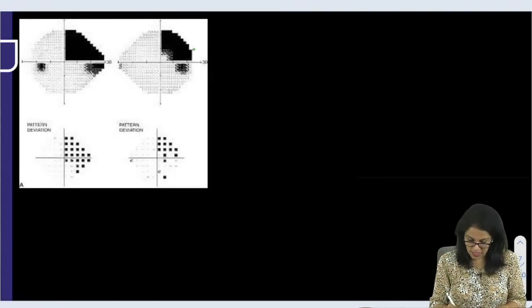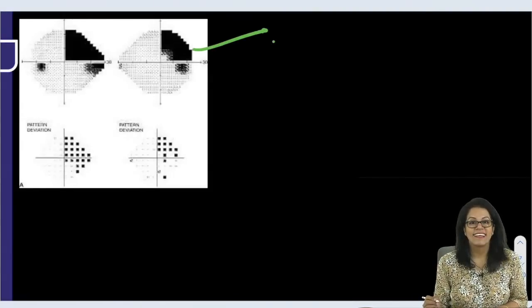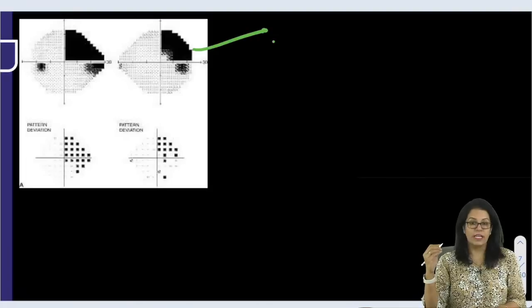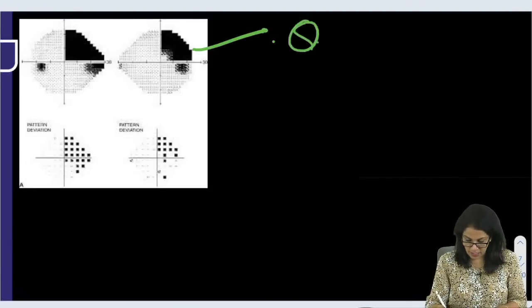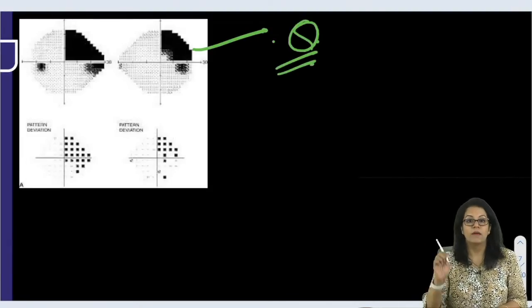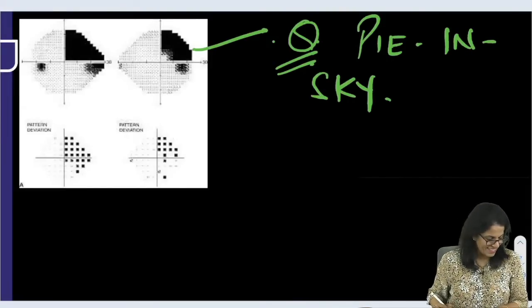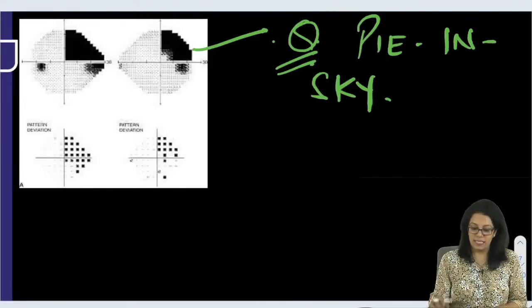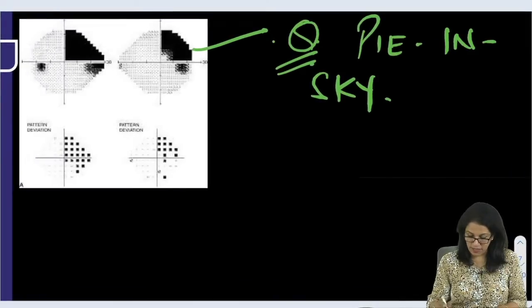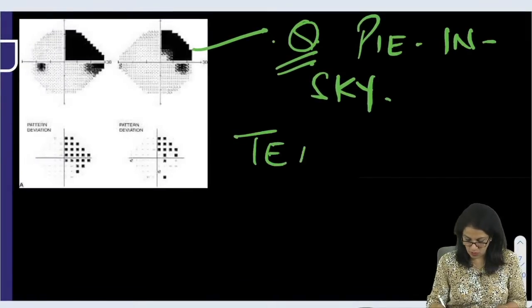Okay, can we see this very clearly here? What is this? Quadrantanopia. Which side? Superior quadrantanopia. Everybody knows it's an important exam question. Pie in the sky. We also call it pie in the sky. Now am I writing properly? So pie in the sky is a feature of, what will you say? We all know this, temporal lobe. Any temporal lobe lesion, right?